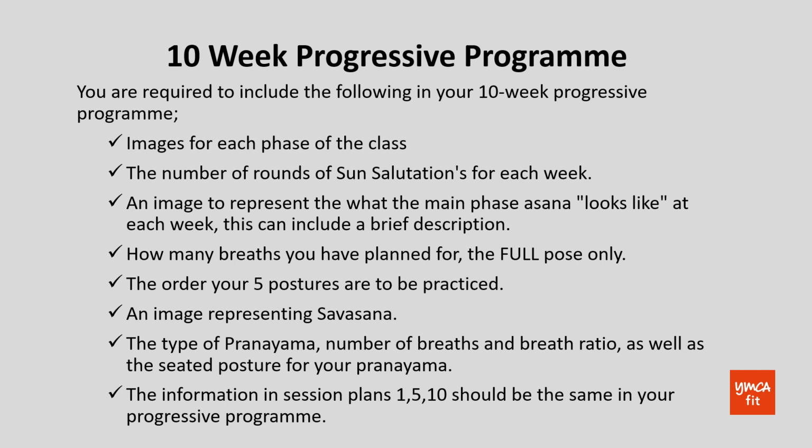Ensure the images aren't too big and you haven't written too much description, as the progressive programme is on 2 sheets of paper and it doesn't really want to be on any more than 2 sheets of paper. So you write how many breaths you've planned, again just for the full pose, and the order in which the asanas are to be performed. An image to represent your closing relaxation, what that looks like, and the amount of breaths or the breath ratio for your pranayama. And again, your tutor will guide you through all of this on course.